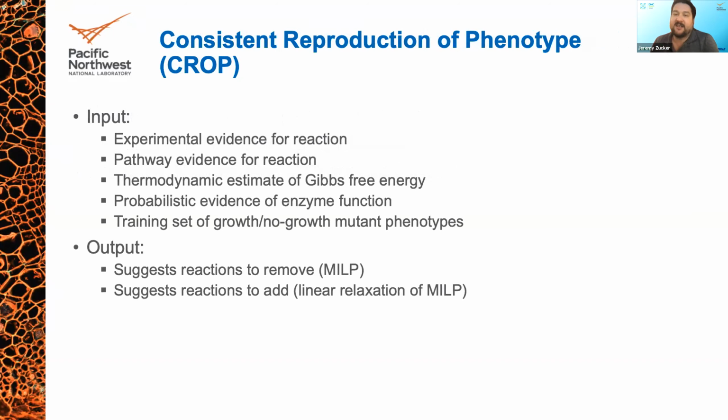The evidence used to decide which reactions to add or remove is influenced by whether we had manually curated a reaction with experimental evidence from the literature, what pathways a reaction was part of, and whether these pathways were predicted to be in Neurospora. Also, the thermodynamic estimates of Gibbs free energy and probabilistic estimates of enzyme function. This evidence was mathematically integrated on a probabilistic scale to assign each reaction a weight.